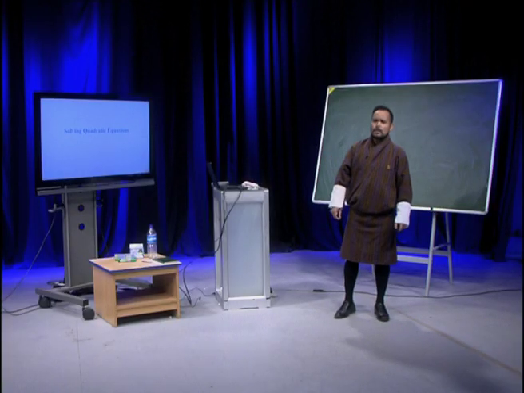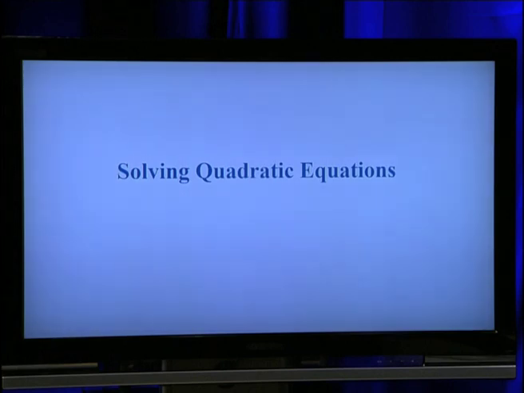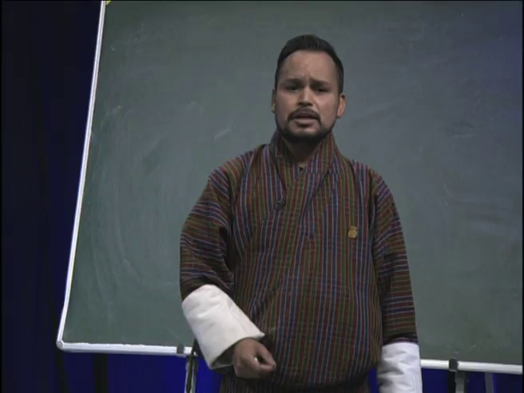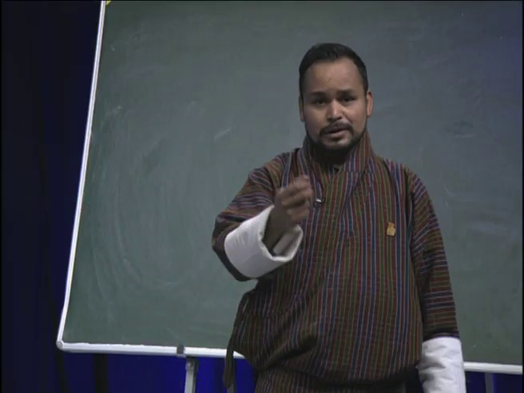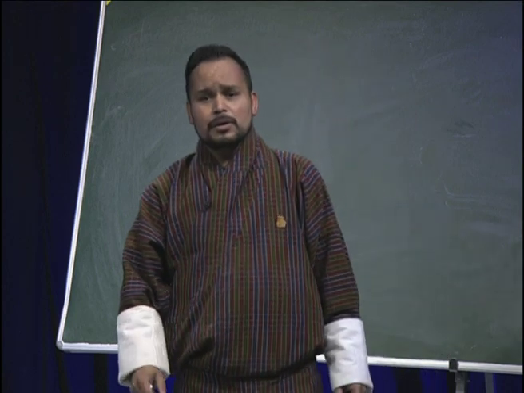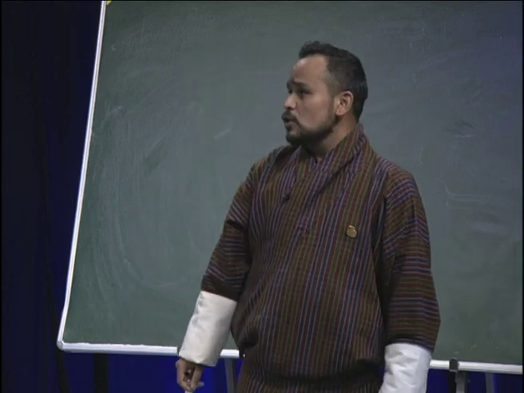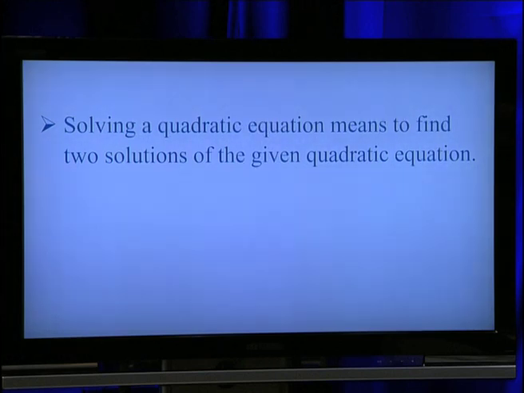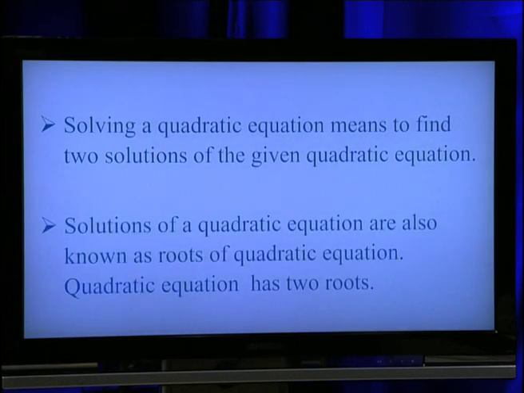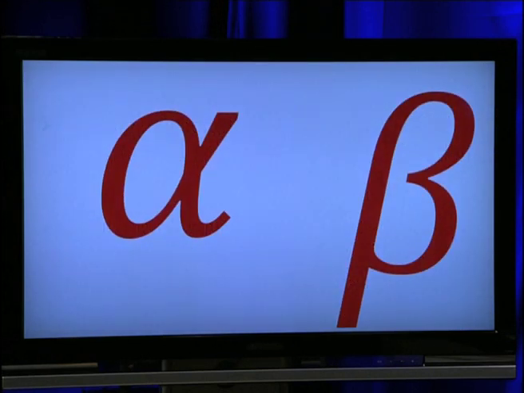Now, let me move on with solving quadratic equations. Now, quadratic equations can be solved using different methods. You must have learned different methods in your lower classes. Now, let me explain what is solving quadratic equation. Solving a quadratic equation means to find two solutions of given quadratic equation. Solutions of quadratic equation are also known as roots of quadratic equation. Quadratic equation has two roots. Those are alpha and beta. These are the two symbols to represent the roots.